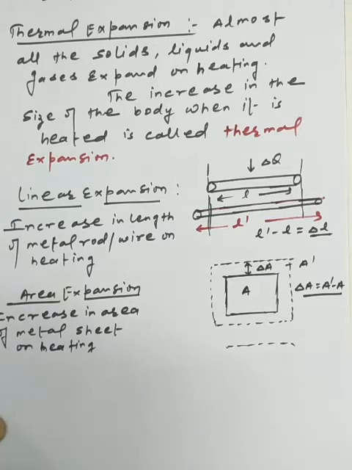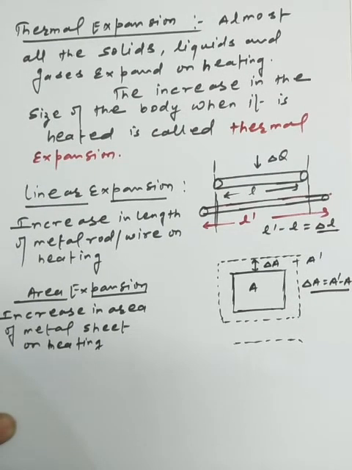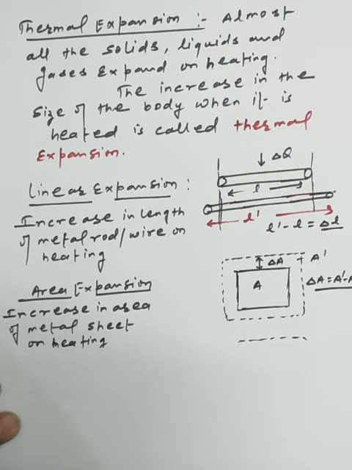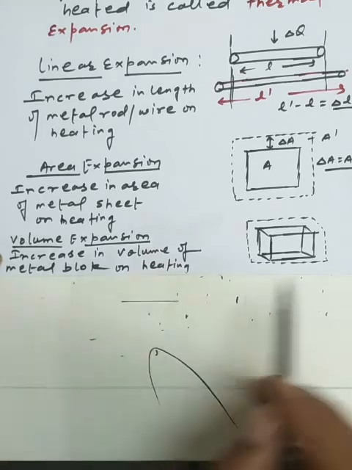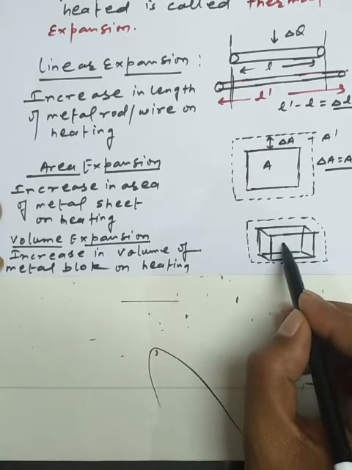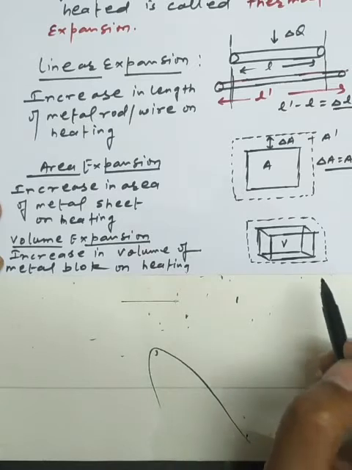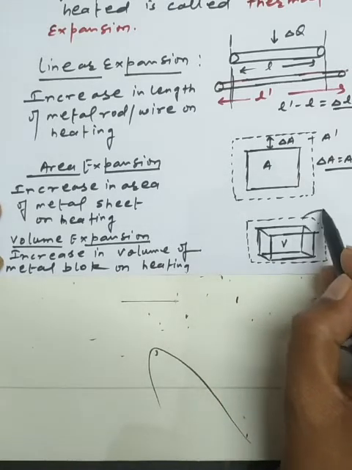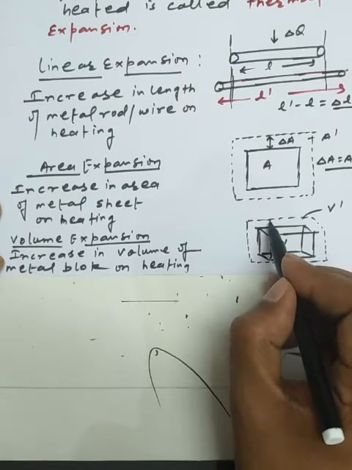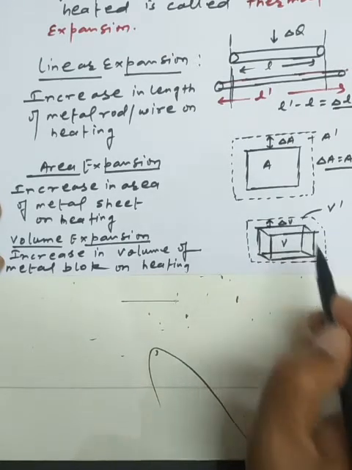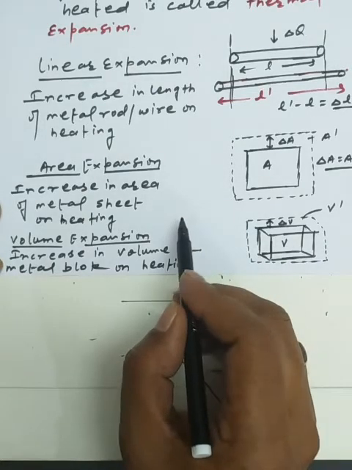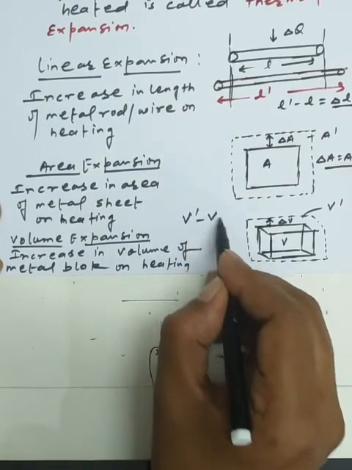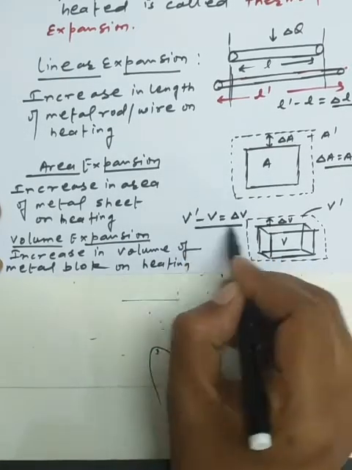Now the third type of expansion is the volume expansion, that is, increase in the volume of a metallic block or cubical block on heating. Initially the cubical block has volume V, and on heating there is a new volume V dash. This is the change in volume, called delta V, the expansion in volume. The change in volume is V dash minus V, called delta V.